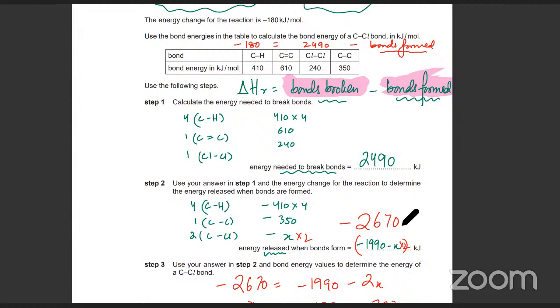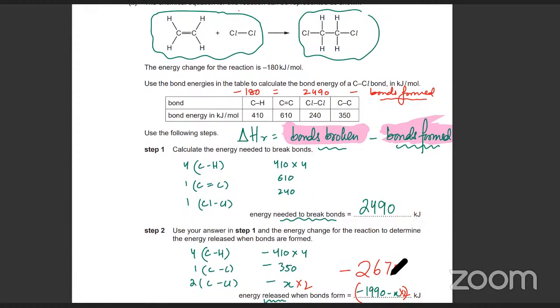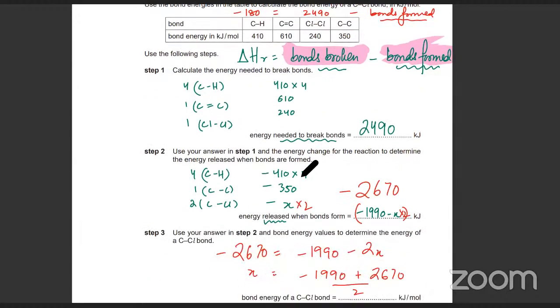The only problem was that we couldn't calculate it directly. We knew how many bonds are getting formed: 4 C-H bonds, 1 C-C bond, and 2 C-Cl bonds. But we did not have the C-Cl bond energy. So if we directly calculate, we would only get minus 990 minus 2 times X. Both have the same value, so we equated them and figured out what X is. Okay? Clear? Yes.